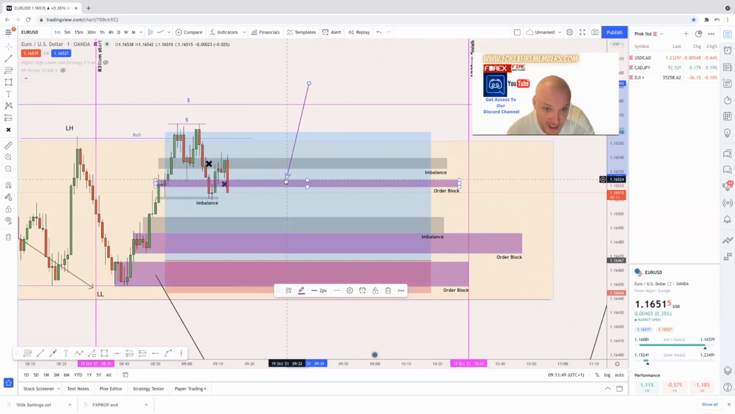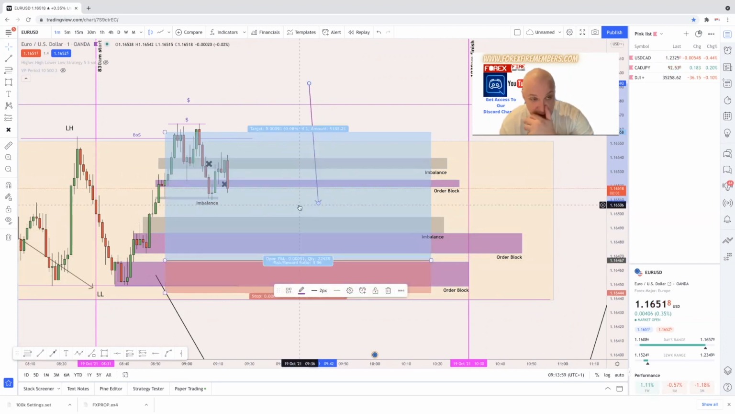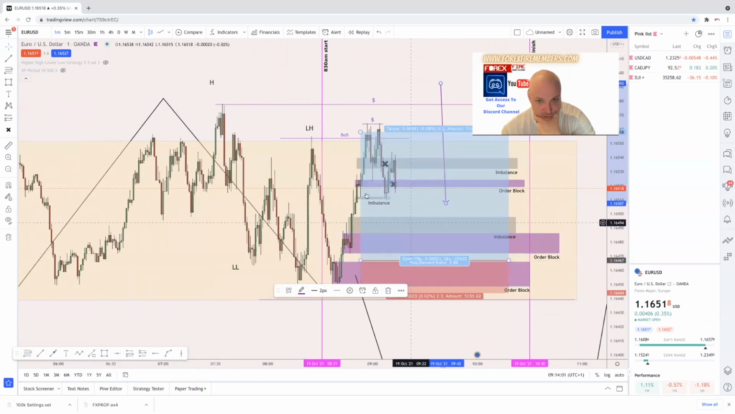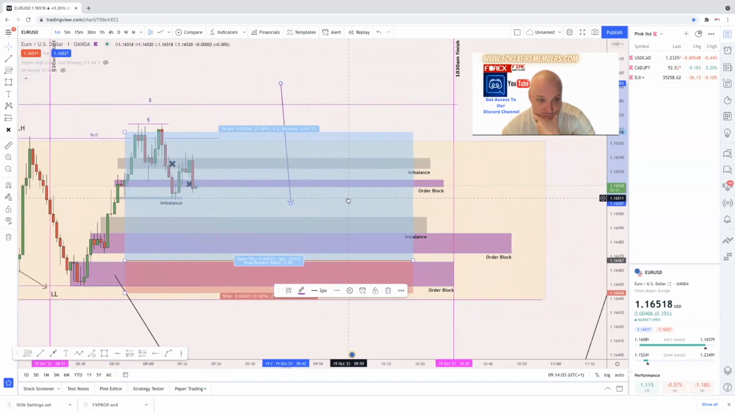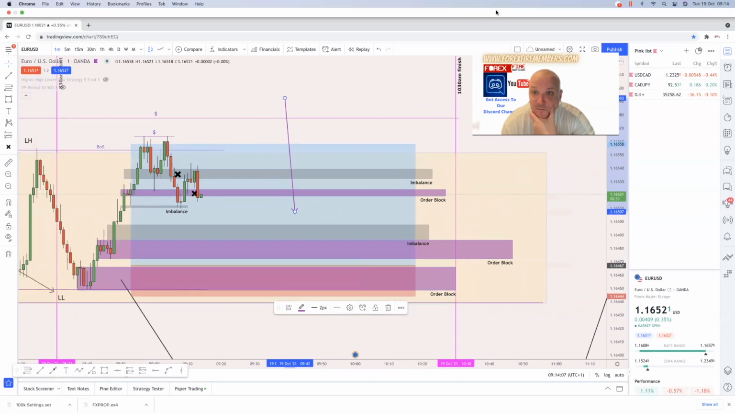Now, what we're seeing now is a push through here. I still believe one of these three is going to be taken. It just depends which one it's going to be, but we are still stuck in this price range at the moment. So I'm just respecting and understanding the price movement for now.